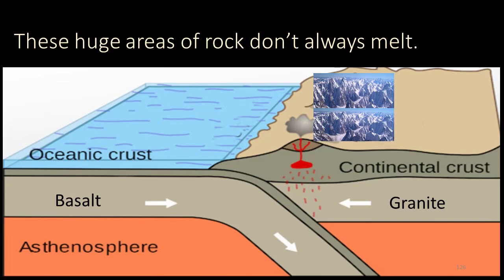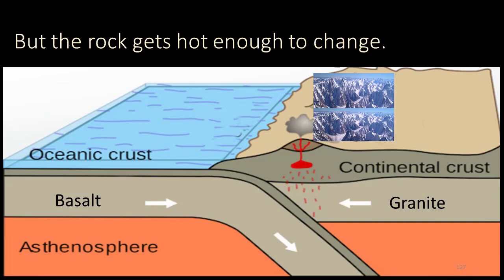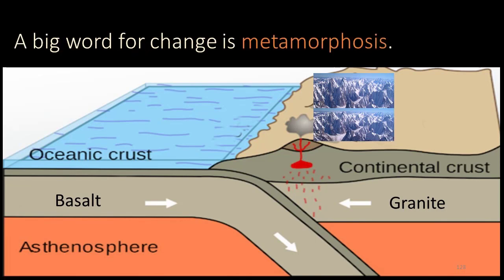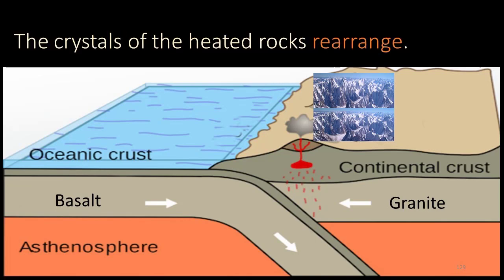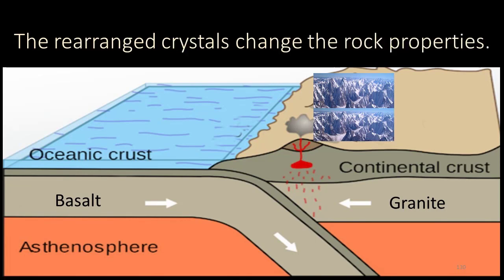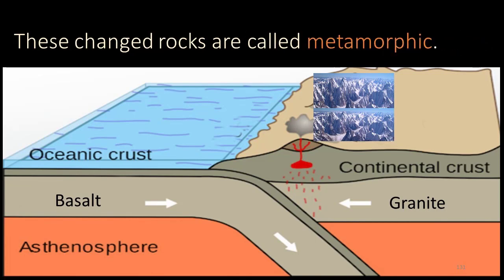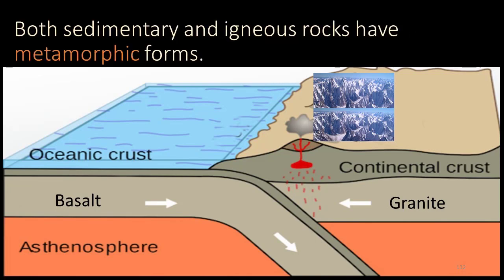These huge areas of rock don't always melt, but the rock gets hot enough to change the crystal structure. A big word for change is metamorphosis. The crystals of the heated rocks rearrange or metamorphize. The rearranged crystals change the rock properties. These changed rocks are called metamorphic rock, our third kind of rock.